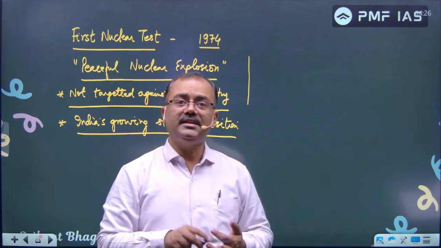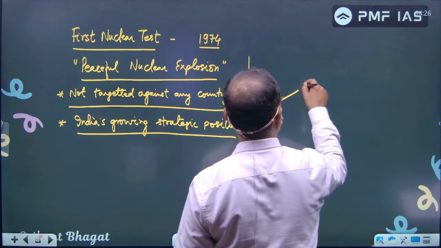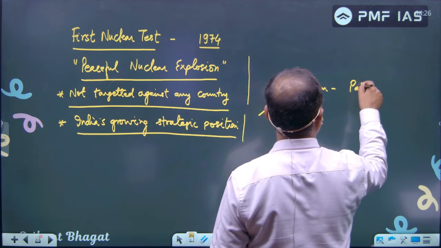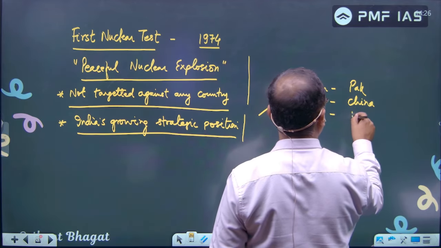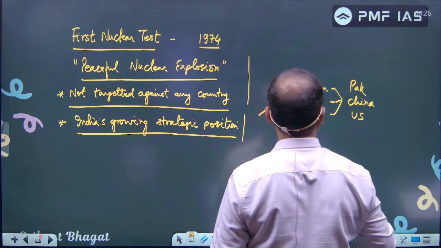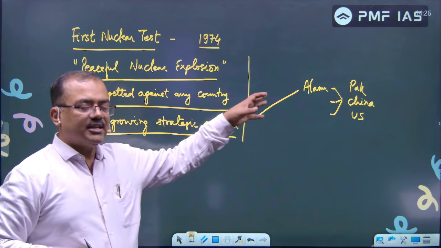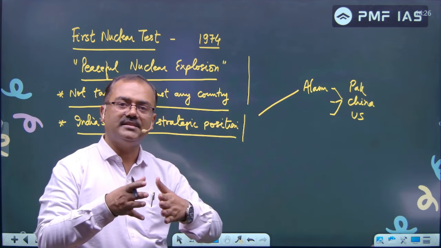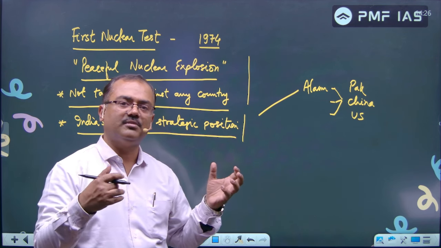And this is the reason it alarmed. This alarm came to Pakistan, to China and the US also, both. All of them got alarmed. And various sanctions were imposed by the US on India. The US has changed its stance. The US started coming closer more.